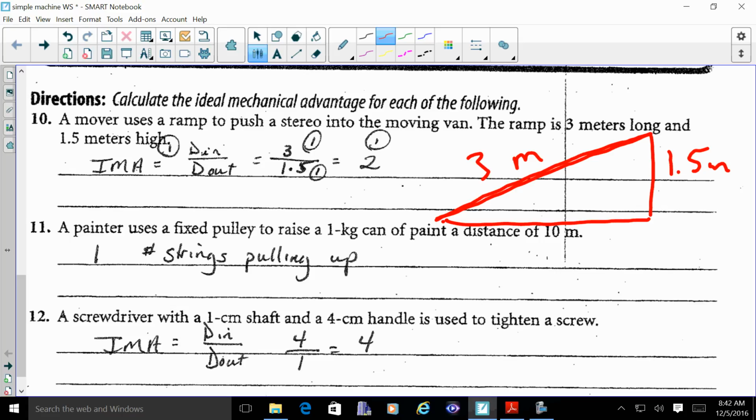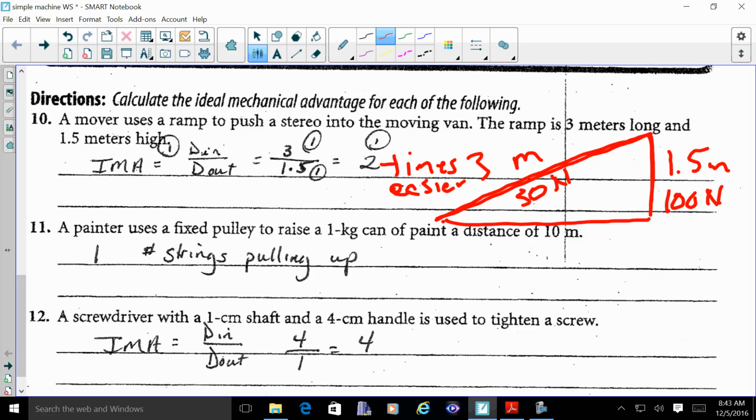The thing is, though, it's usually not because of friction. So when I push, let's say the thing weighed 100 newtons, I should only have to use 50 newtons in order to push it up the ramp because it's twice as easy. But usually because of friction, it might be 60 or 70 newtons or even more than that. So that's why ideal mechanical advantage is the mechanical advantage we have when there's no friction. But the actual mechanical advantage might be a lot less than that.